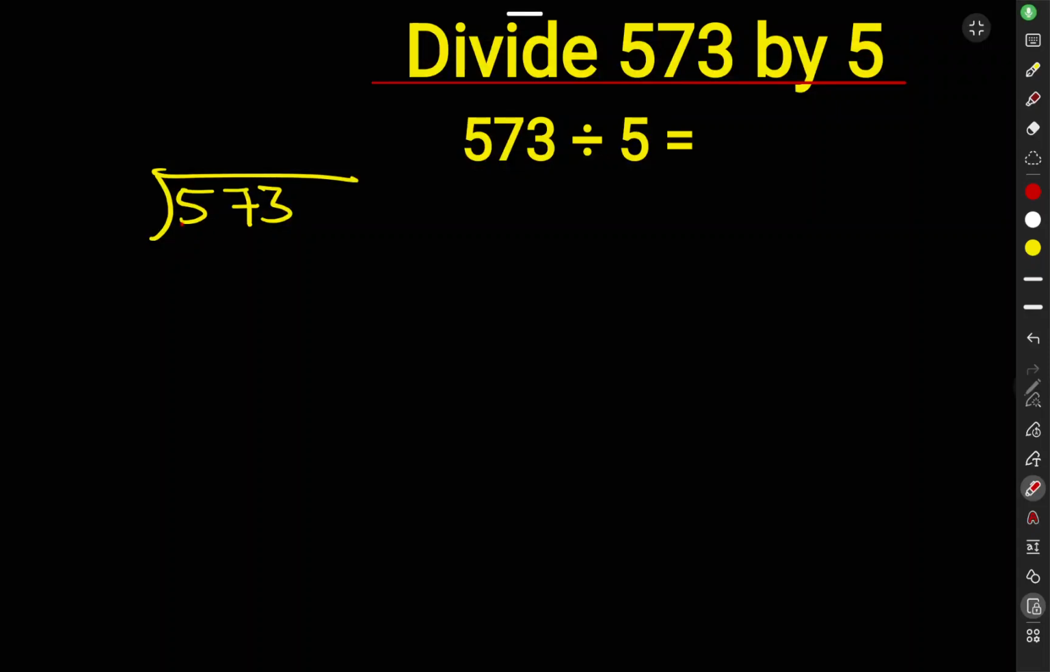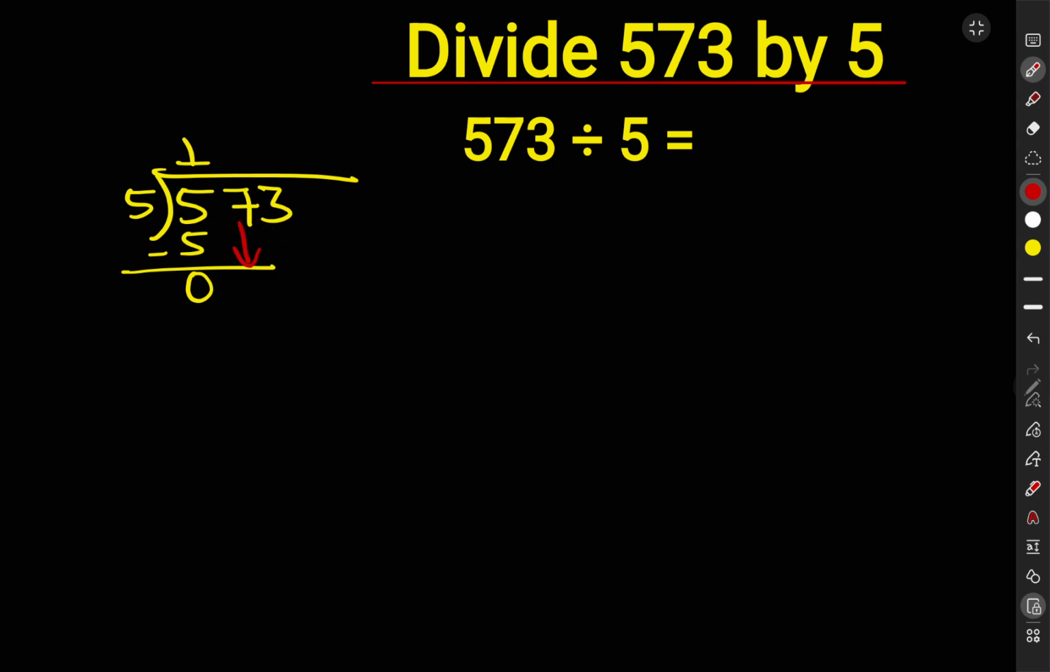We divide 573 by 5 in long division method. 5 times 1 is 5. On subtracting we get 0.